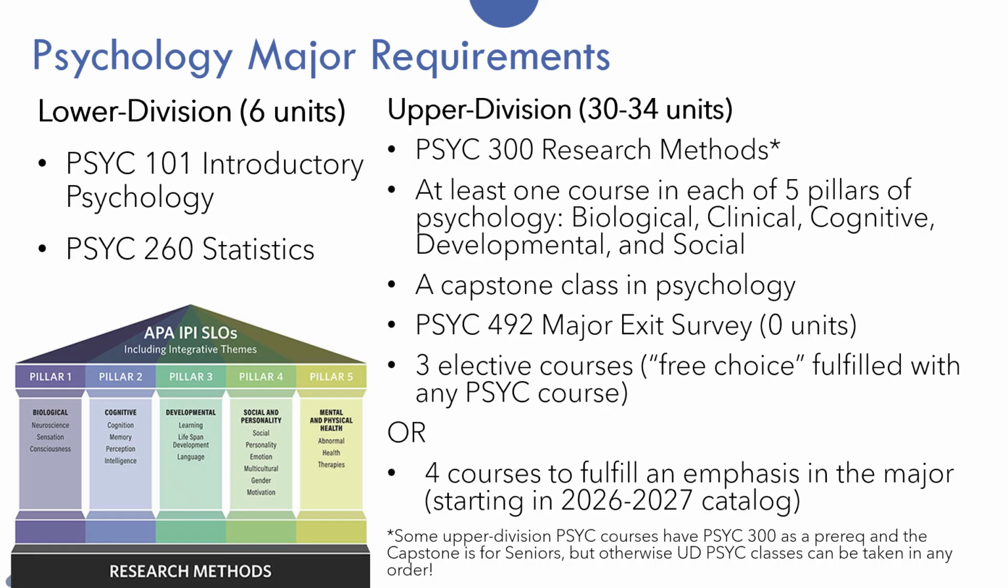These include 2 lower division courses, research methods, at least 1 course in each of the 5 pillars of psychology, a capstone class, Psych 492, the major exit survey, and up to 3 or 4 elective classes, either free choice in the general major or to fulfill an emphasis in the major.